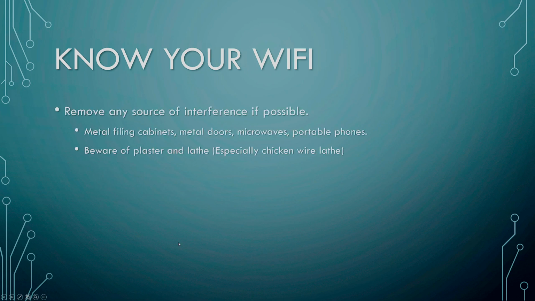All right, next, remove any sources of interference if possible. That would include metal filing cabinets. Yes, if they're just sitting next to your computer, especially if they're close to your Wi-Fi adapter, that makes a big difference. Metal doors, maybe in dorm rooms, if you can open a metal door to just give it a little bit of extra room for the Wi-Fi signal, that helps.